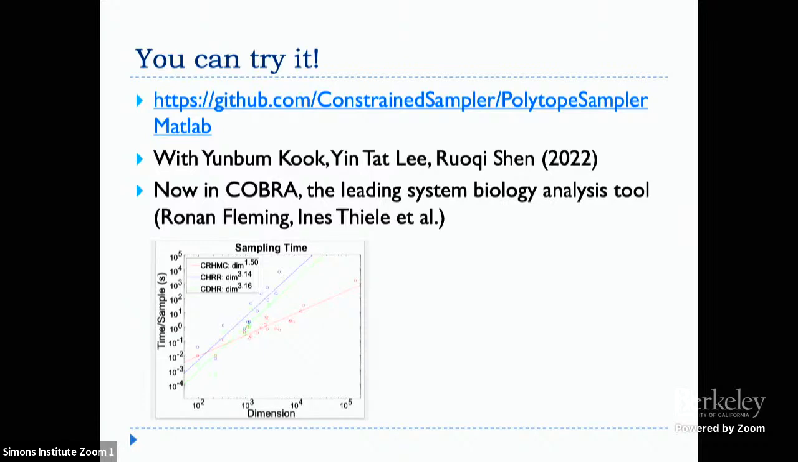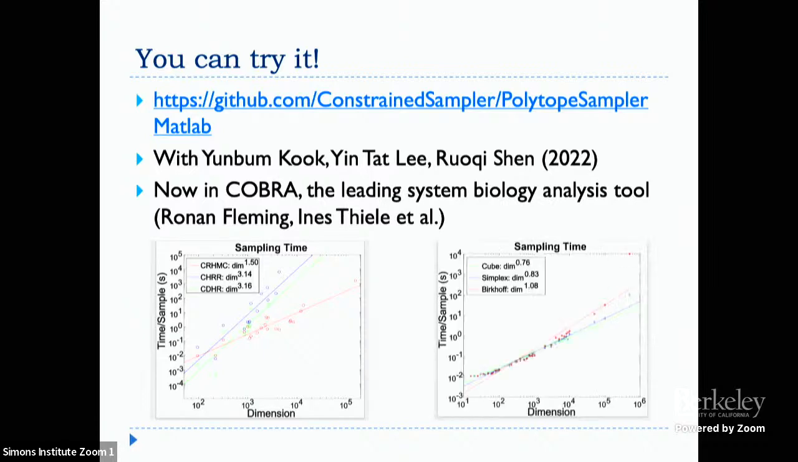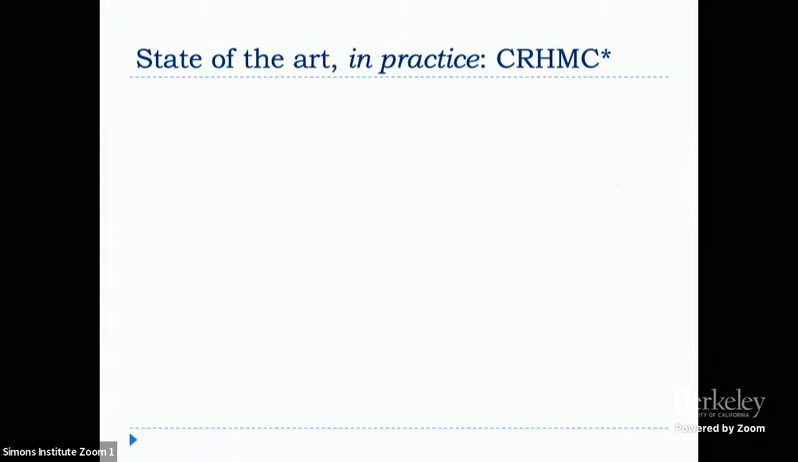It's now been incorporated into the systems biology package called COBRA, which is used for these large metabolic systems analysis. And it performs orders of magnitude better than the previous methods that take local steps straight out on a variety of benchmark data sets.